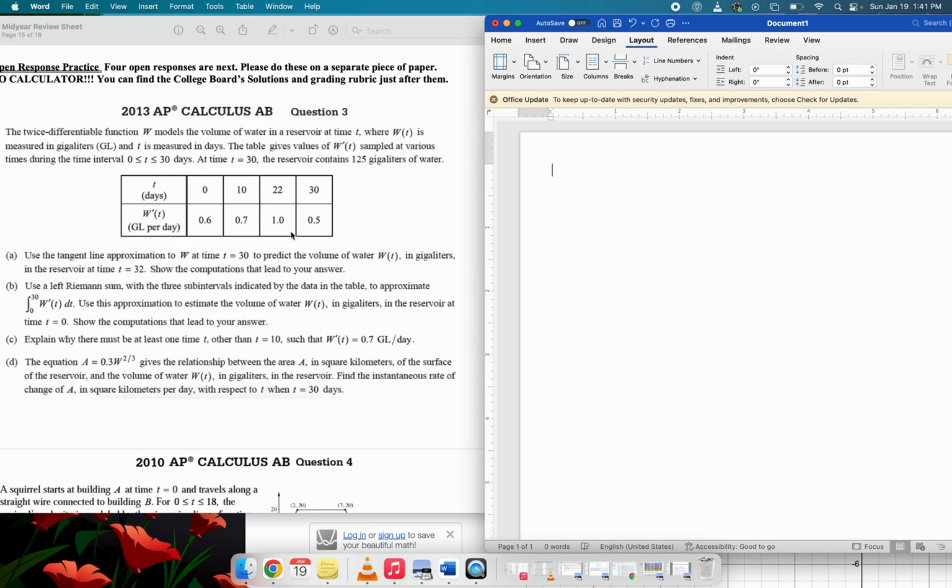So this is a table of values of w prime, right? This is not telling you the amount of water in the reservoir at different times. Rather, it's giving you values of the rate of change, the derivative, at different times. Part A says, use the tangent line approximation to w, not w prime, to w, at time t equals 30 to predict the volume of water w of t in gigaliters in the reservoir at time t equals 32.